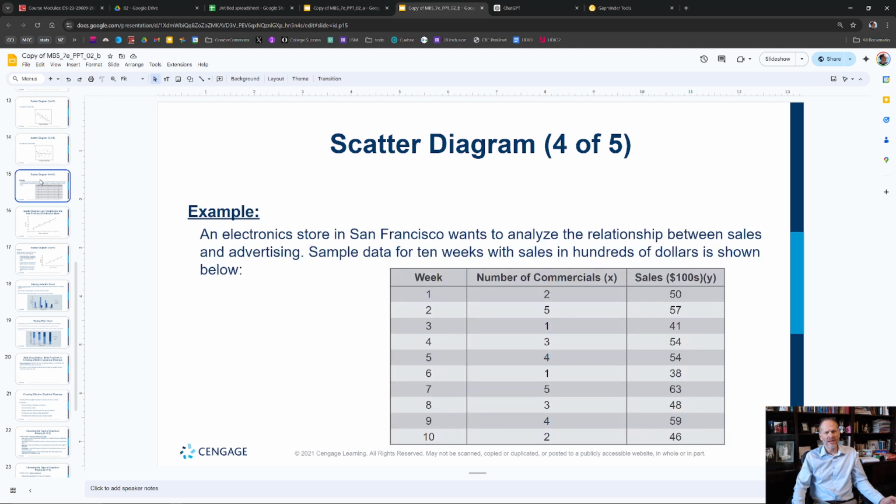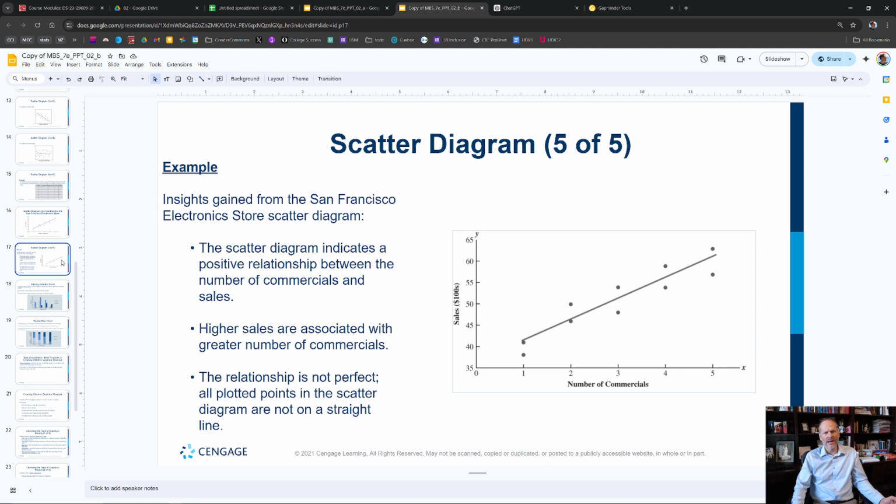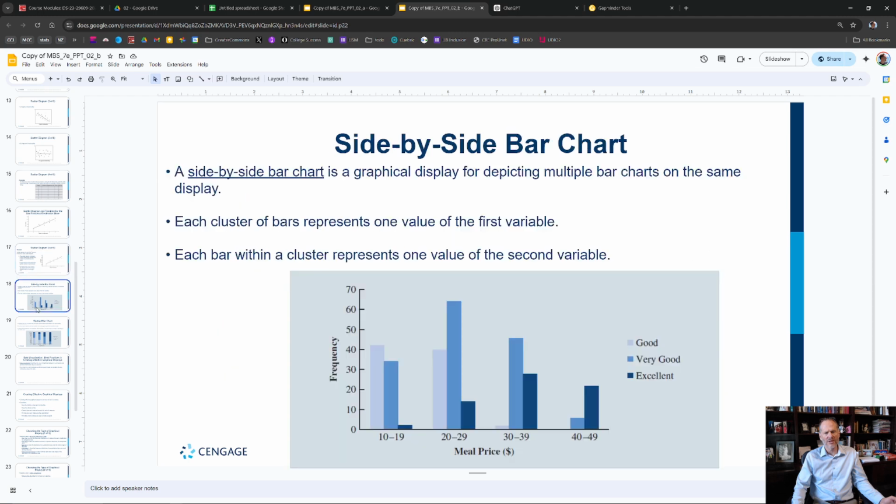All right, next slide is a scatter diagram with some data. So here's the week, here's the number of commercials that were run for that week, and here are the sales. We would expect a positive relationship between the number of commercials that were run and an increase in sales. The more we advertise, the more we sell. And then here's that scatter diagram, a description of it. So you could pause the video and read that.